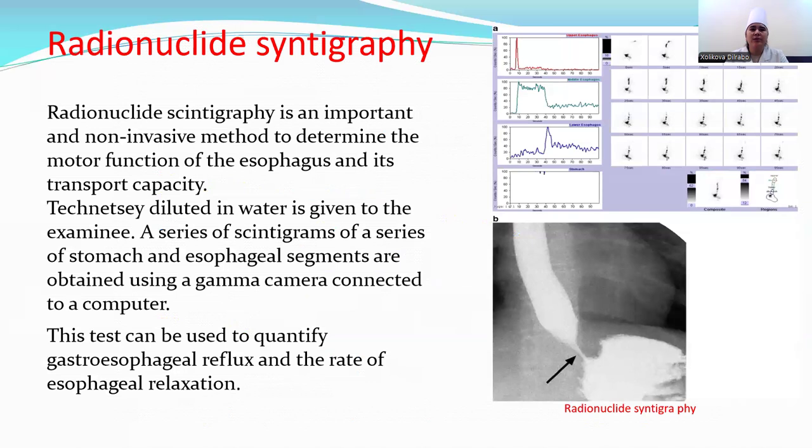Next examination method, radionuclide scintigraphy. Radionuclide scintigraphy is an important and non-invasive method to determine the motor function of the esophagus and its transport capacity. A series of scintigrams of stomach and esophageal segments are obtained using a gamma camera connected to a computer. This test can be used to quantify gastroesophageal reflux and the rate of esophageal relaxation.